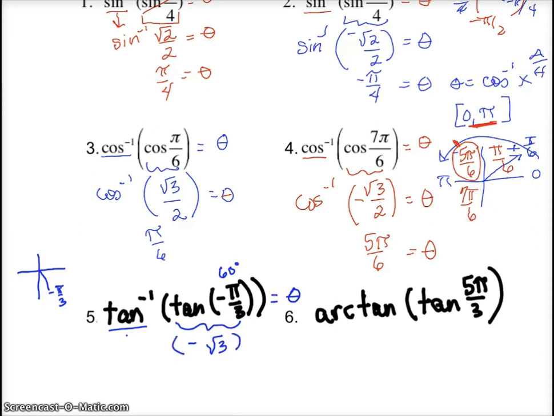After we evaluate the inside, we bring down the outside, and remember we are evaluating an inverse, so we have to think about the range of inverse tangent. Recall that the range of inverse tangent is negative pi over 2 to positive pi over 2. And if we plot that on our unit circle, we are reminded that we will be working in quadrant 4 and quadrant 1.